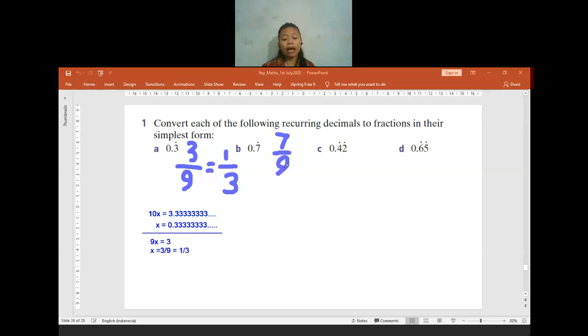Listen, please. The x will always be equal to the question given. It's 0.7 with the dot at the top. So the x will always be 0.777 in question B. It will not change. The 7.777 will be equal to the 10x. The answer will be 7 per 9. Is there anyone who gets confused to get 7 per 9?